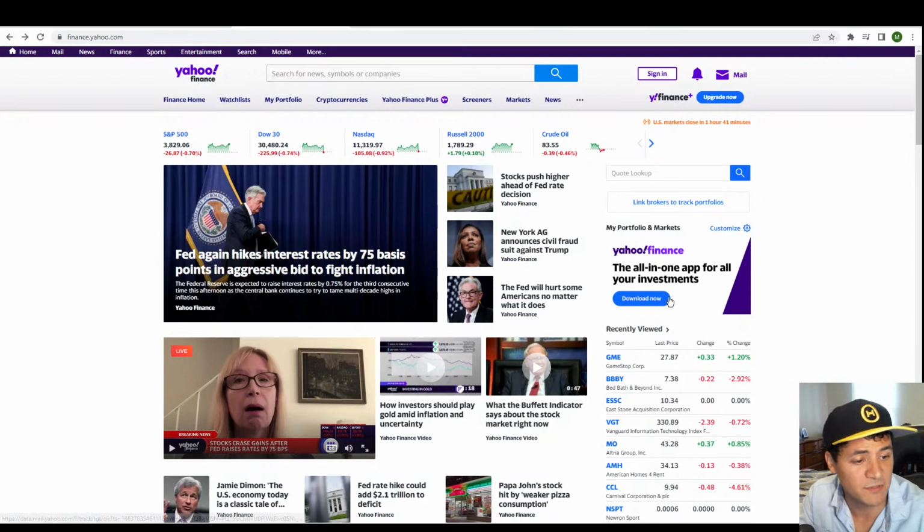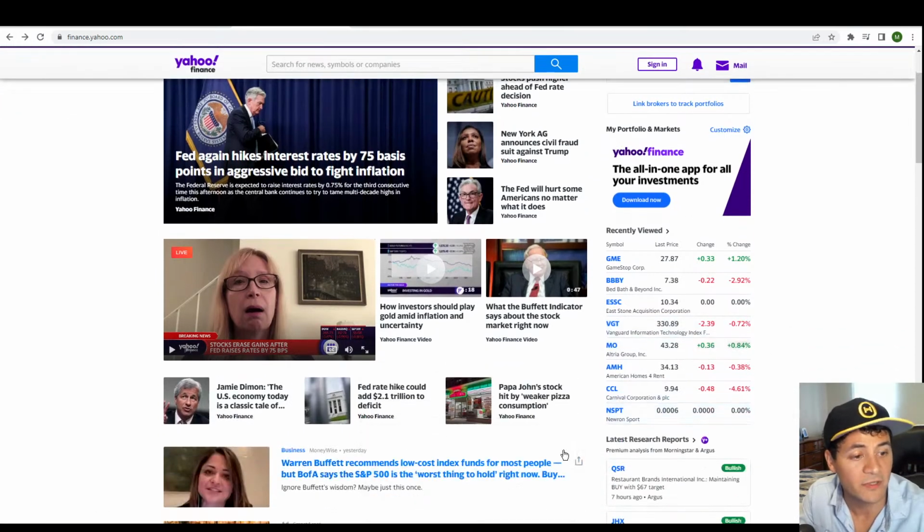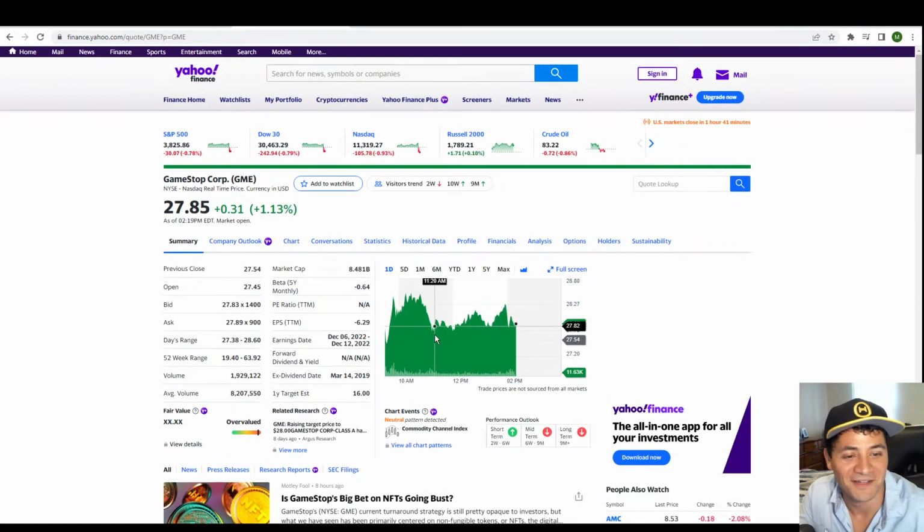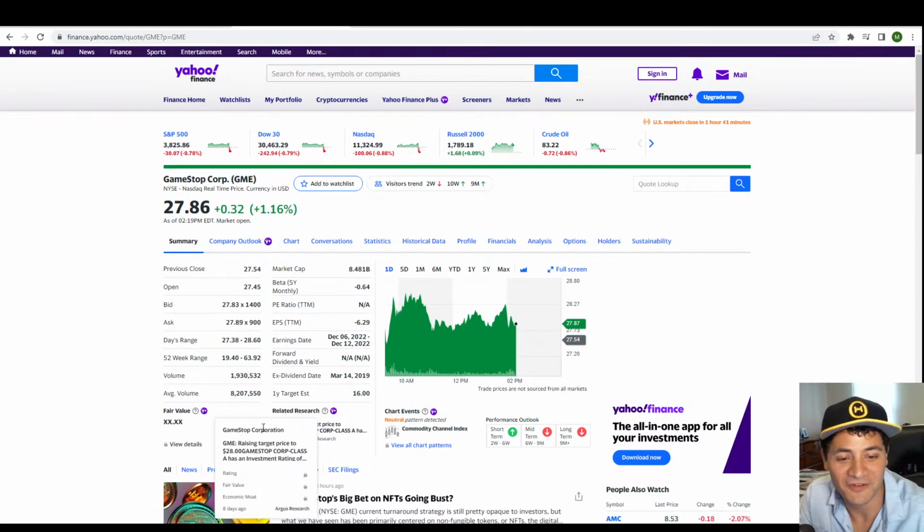So obviously the market's not too happy right now, giving away a lot of its gains. The only thing up right now is some of the blue chips and GameStop doing its own thing. I love GameStop just for the reason that it's absolutely ridiculous. I think it's way overvalued, but I'm having a lot of fun trading it.